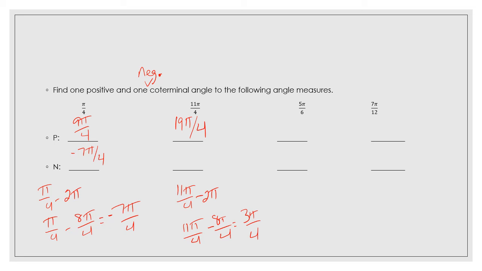So now what I have to do is 3 pi over 4 minus 2 pi, which is the same thing as 3 pi over 4 minus 8 pi over 4. And so that gets me negative 5 pi over 4. That is a negative angle. So there we go, negative 5 pi over 4. And we're also going to do the next 2 examples in class.